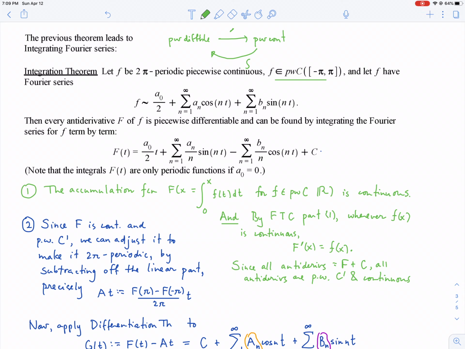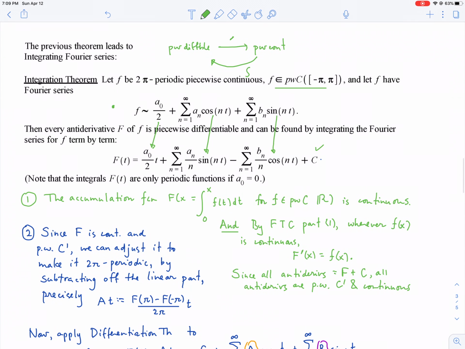So you start with such a little f, and then you can anti-differentiate term by term to get an antiderivative. So a naught over 2 has an antiderivative a naught over 2 t. The antiderivative of cos nt is sine nt over n. Antiderivatives of sine nt are minus cos nt over n. And then you also get an additive constant. Okay, so if you want to just believe the integration theorem, you can skip my explanation.